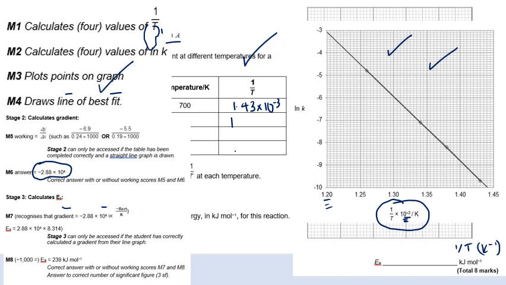So that's your 5th and 6th mark. Your 5th mark is from showing your working out, and the 6th mark is for actually getting the gradient, so 6 out of 8 at this point.